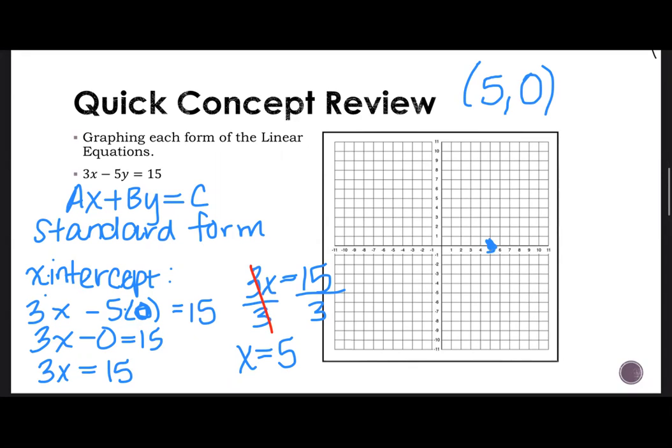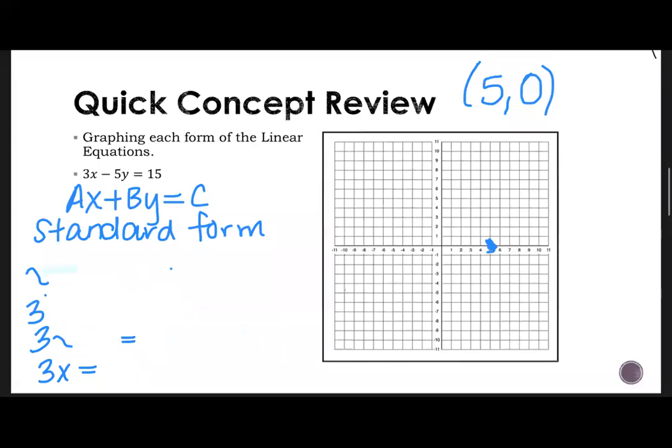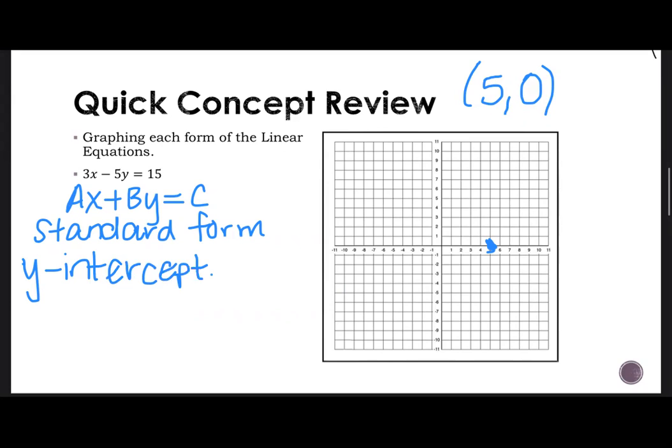And then we are going to figure out the y-intercept. So the y-intercept is similar, but instead of replacing y with 0, we're going to replace x with 0. So replace x with 0, and we get 3 times 0 minus 5y is equal to 15. 3 times 0 gives us 0, so we no longer need this. But that negative in front of the 5 stays. So we have negative 5y is equal to 15.